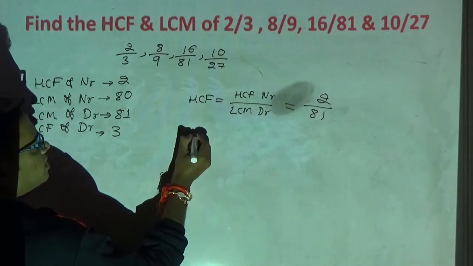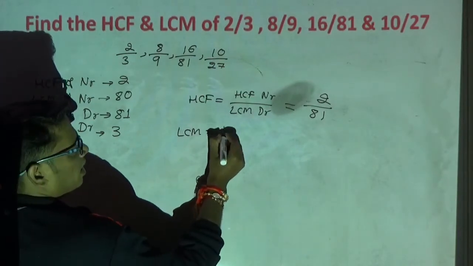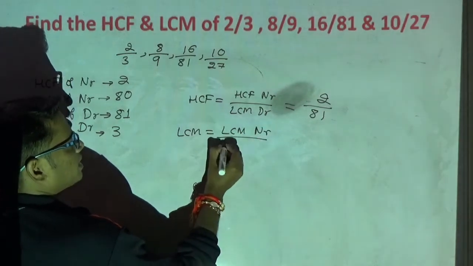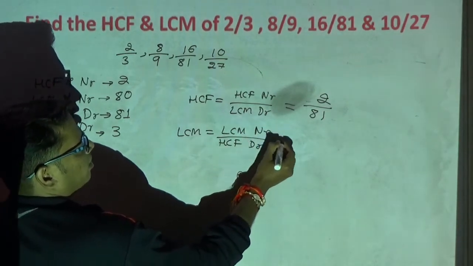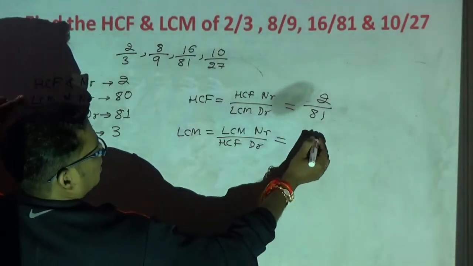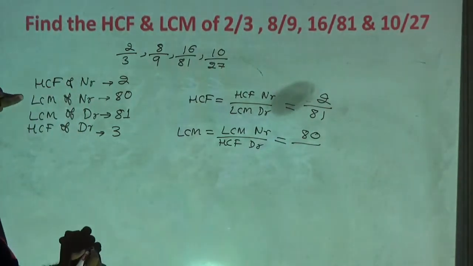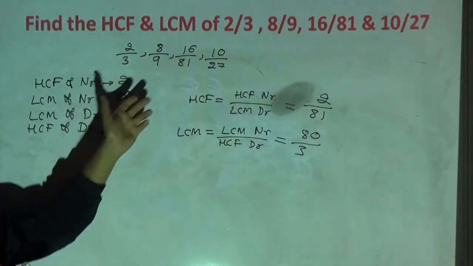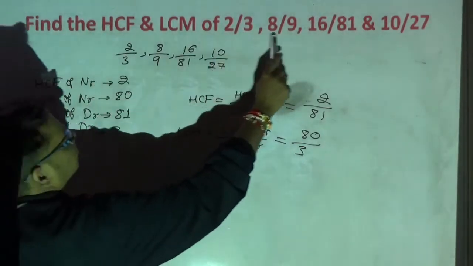Now I need to find the LCM. How to find the LCM of fractions? The LCM of the numerators divided by the HCF of the denominators. See, what is the LCM of the numerators? 80, divided by the HCF of the denominators, which is 3. So I got my answer. I got both the HCF and LCM of these fractions.